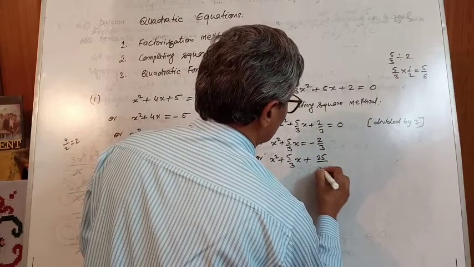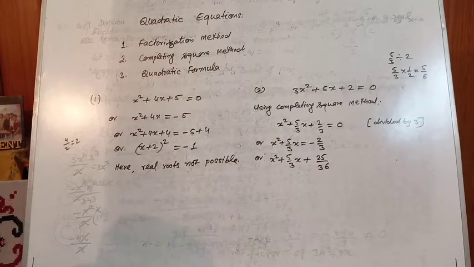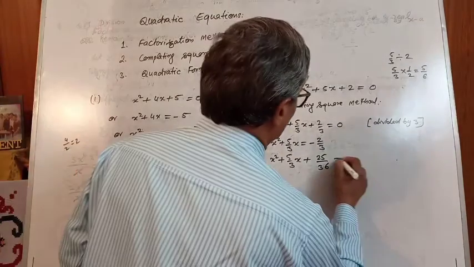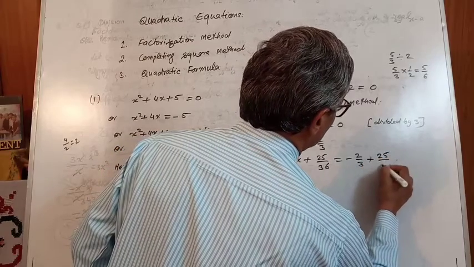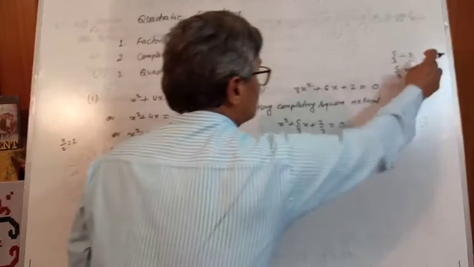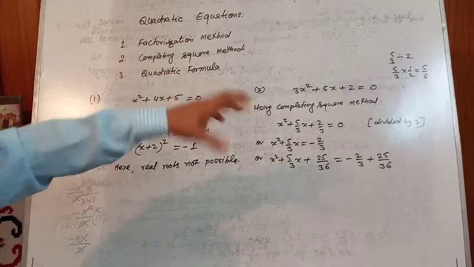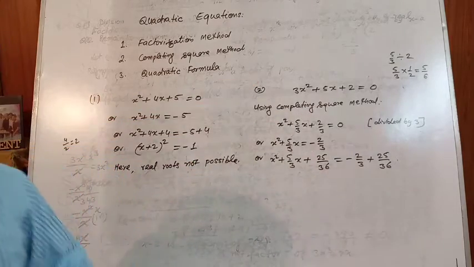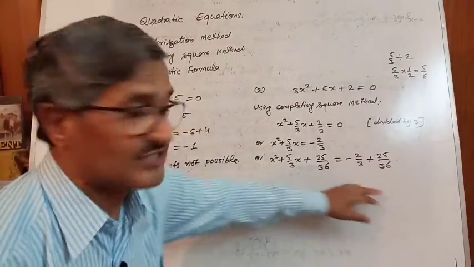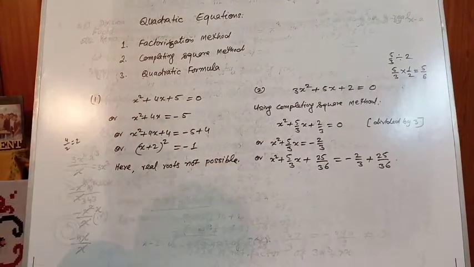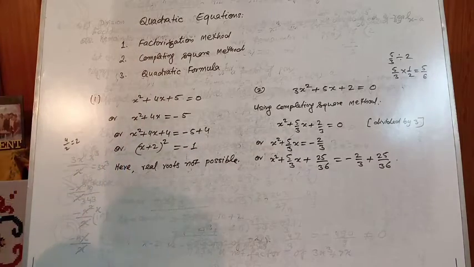Squaring it, you can write 25/36, equal to -2/3 plus 25/36. The square of this number you have to add, not that number. Whatever number we get after dividing by 2, we have to square that number. That number will be added on both sides. Okay. Now this will become a complete square.